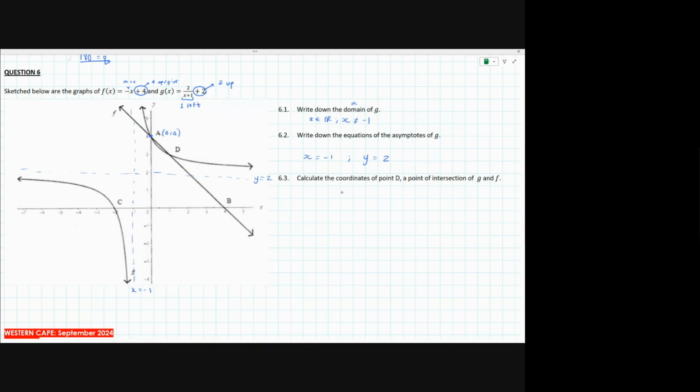6.3 says calculate the coordinates of D, a point of intersection of g and f. So this is where we want to take g of x and make it equal to f of x. So g of x was 2 over x plus 1, plus 2. Okay, I'll fix that now.